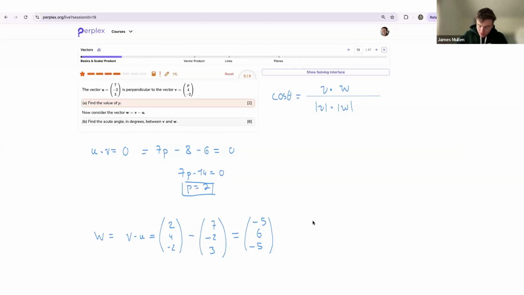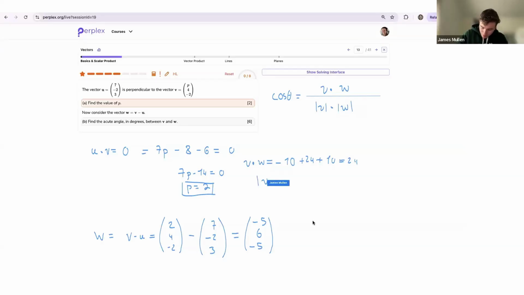So the scalar product of v times w is going to be 2, 4, minus 2, dotted with negative 5, 6, and negative 5. So it's going to be negative 10 plus 24. And then negative 2 times negative 5, so that's another plus 10. So it's just going to be equal to 24. This is v dot w. Okay, that's equal to that.